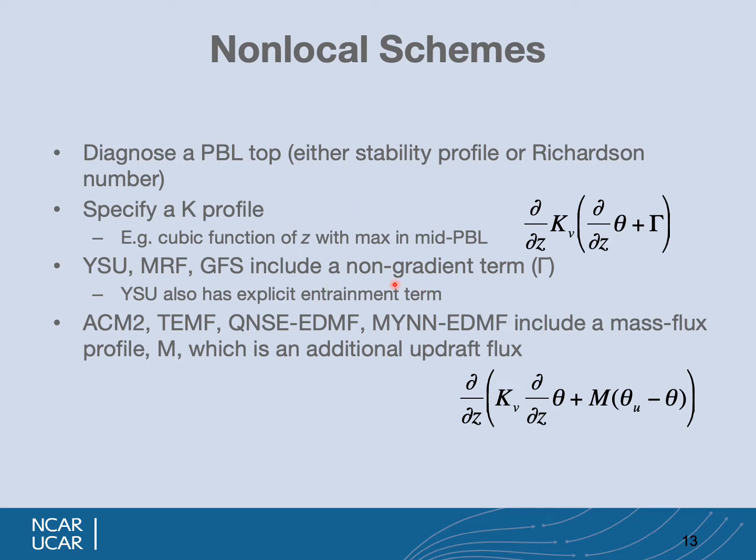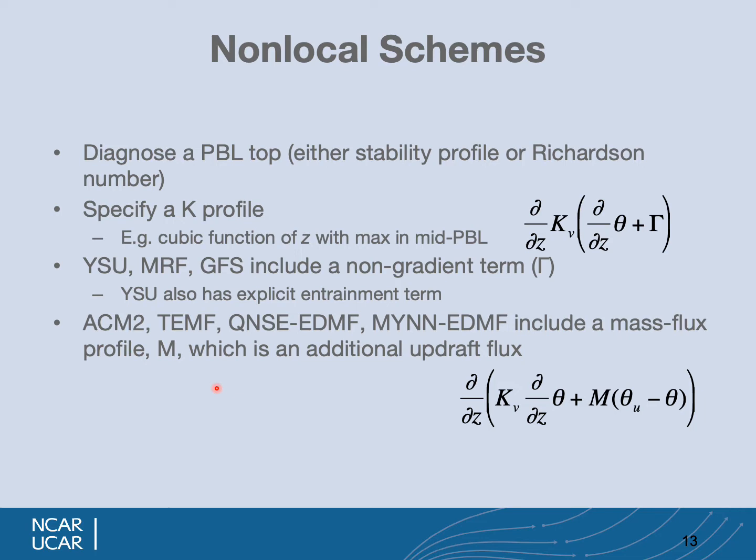Then there's this non-local term, also called a countergradient or non-gradient term gamma. So even when theta, for example, is well mixed and this term goes to 0, there's still a flux given by K gamma. And remember K has its parabolic or cubic profile, and it distributes flux from the lower boundary layer to the upper boundary layer, even when there's a well-mixed boundary layer. So it represents a non-local part of the flux that's independent of the local theta gradient.